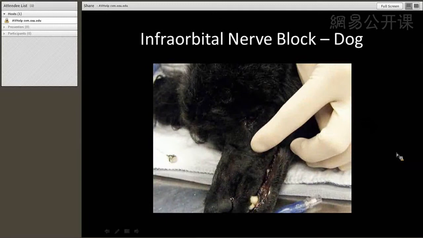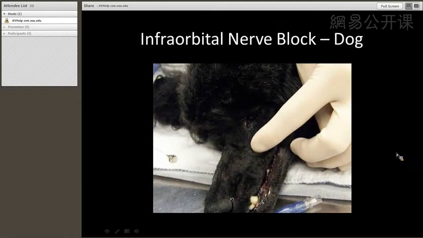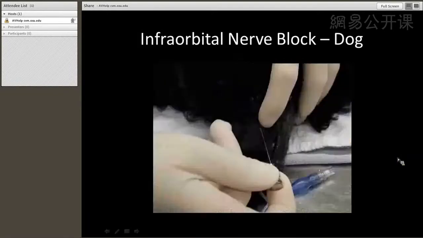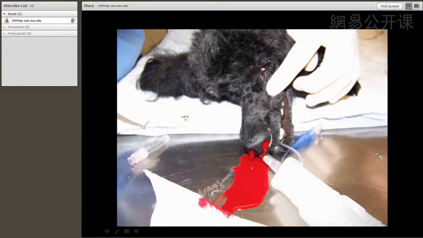Unfortunately, in this particular case, we saw something that I had never seen before, and that's what we got after. So that's an unusual complication right there. The dog did fine, but it was not something that we expected to happen. Usually, if you're going to get bleeding, it's going to be bleeding through where you put your needle, not out of the nose.